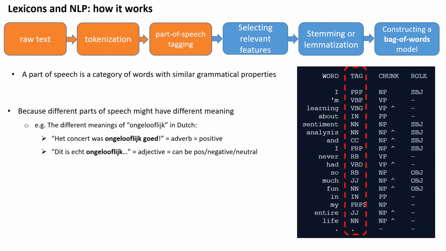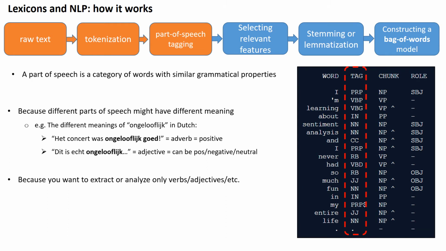Ongelooflijk can be a positive, a negative, or a neutral word. In the example sentence, "het concert was ongelooflijk goed," the word ongelooflijk is an adverb, and it clearly indicates a positive sentiment, a positive emotion. But ongelooflijk can also be an adjective, for example in the sentence "dit is echt ongelooflijk," which can indicate, well, anything. It can be positive, negative, or neutral.